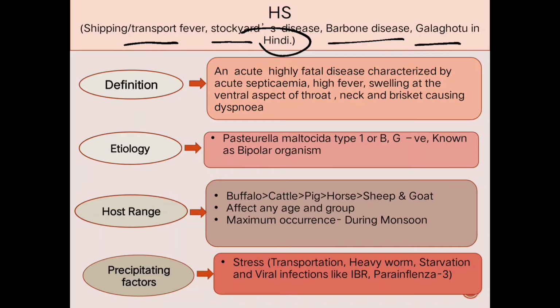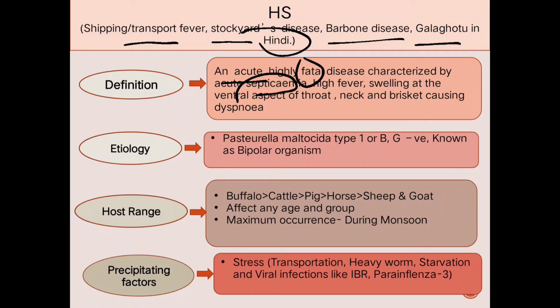Now let us try to define this disease. It is an acute, highly fatal disease which is characterized by acute septicemia. Septicemia is nothing but the presence of microorganisms more than what we would encounter in day-to-day life. There will be bacteria present in our blood circulation, and those bacteria are countered by our body immunity. Whenever the multiplication of the bacteria gets the upper hand or overtakes the immunity of the host, thereby leading to suppression of the host immunity, pathogenesis of the disease will start. Such a state of disease we call septicemic disease.